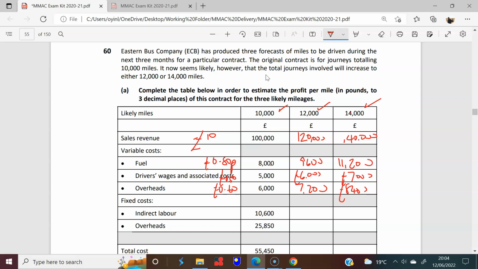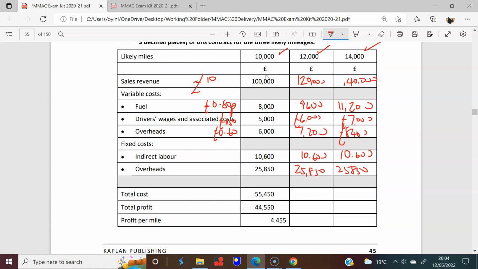So we know these are fixed. They tell us 10,600. Nothing's changing there. And we have overheads that seem fixed as well, according to the argument. And that's good. So we can find what the total cost is by adding all of this together. So let's just do that. We'll do all of them, shan't we?